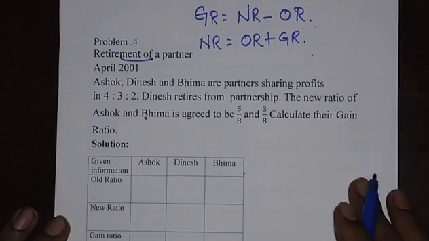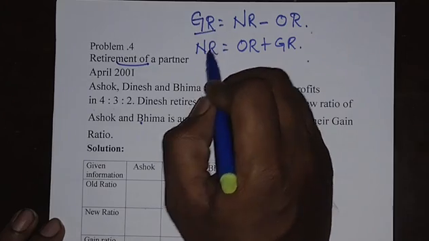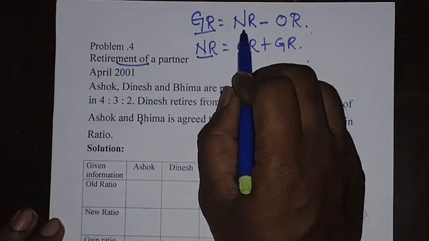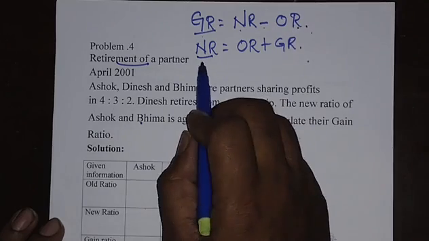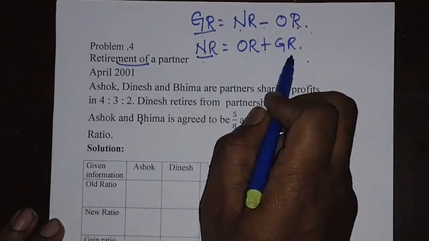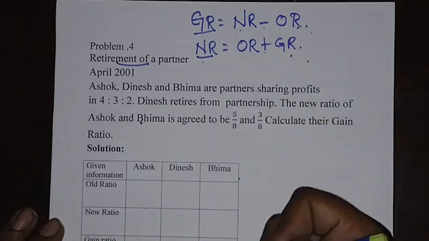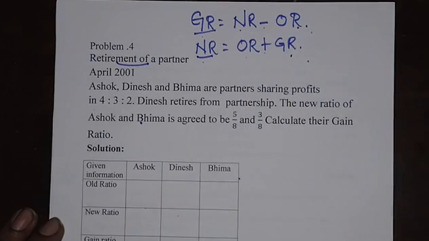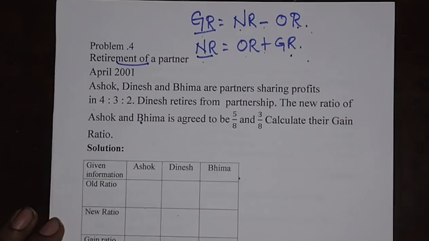In this chapter we have two different formulas. One is calculation of gain ratio and another one is calculation of new ratio. The gain ratio formula is new ratio minus old ratio, and the new ratio formula is old ratio plus gain ratio. Now I am working out only one problem. In case another method of problem is there, apply this type of formula and try to work it out. I am giving an idea on one method of the problem.